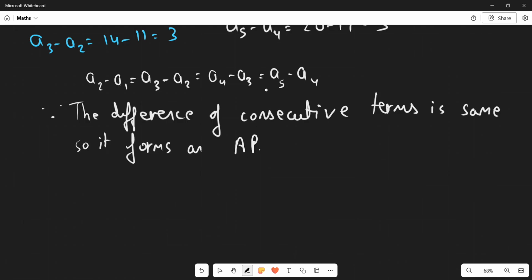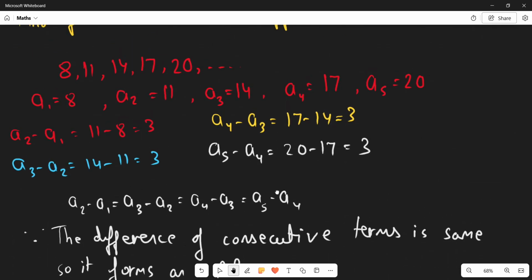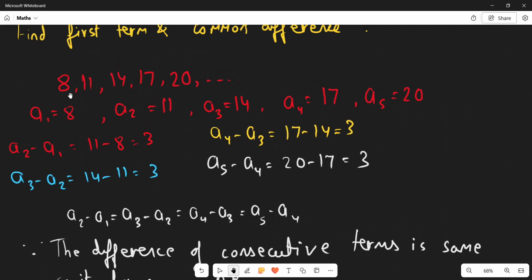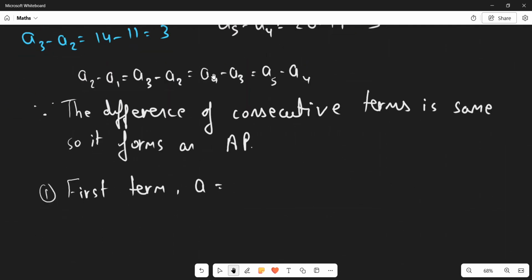Now, the question asked me to find the first term. The first term of the sequence, which is A, is clearly what we have seen in the sequence. Now, from the sequence, you can clearly see the first number, or the first term, over here is 8.